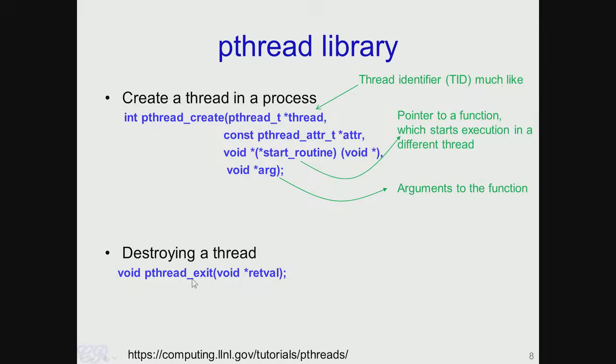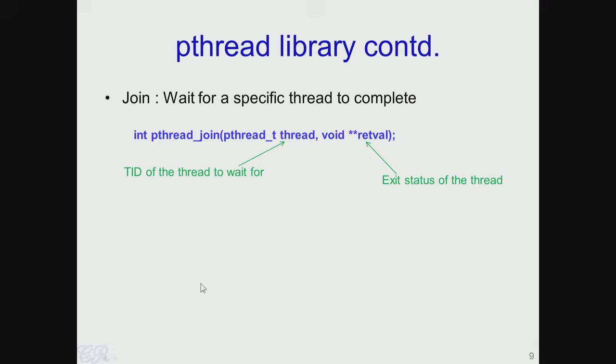Another important Pthread library function is pthread_join. Through this a process or a thread could wait for a specific thread to complete. This is much like the wait system call that we have seen with respect to processes. In pthread_join, what is specified is the TID of the thread to wait for, that is the thread ID of the thread, and what is obtained over here is the exit status of the thread.